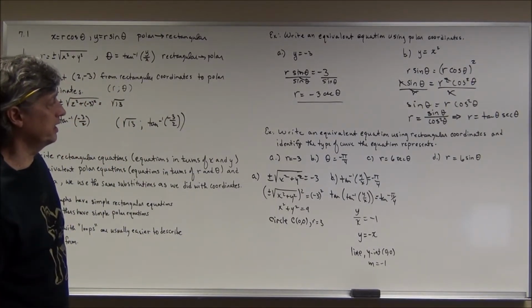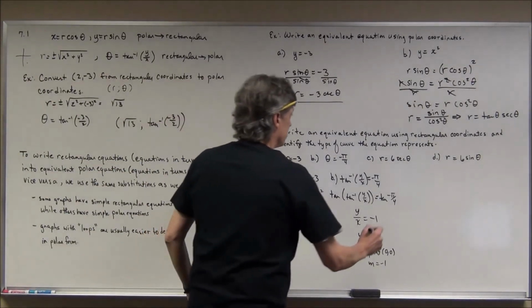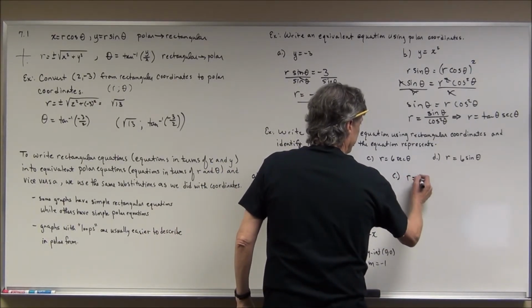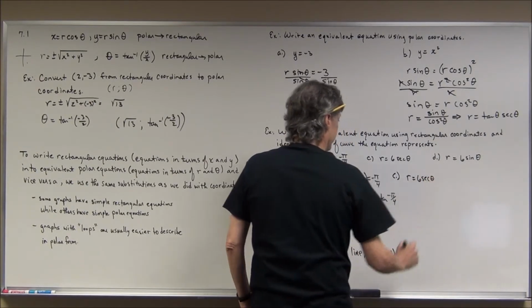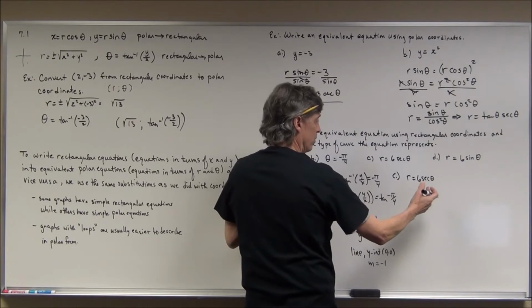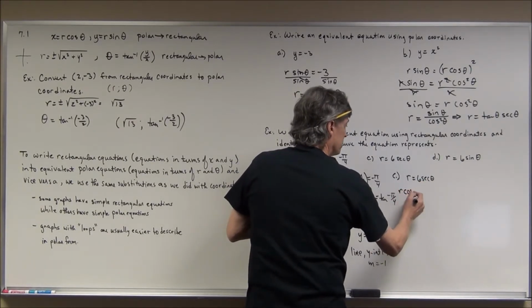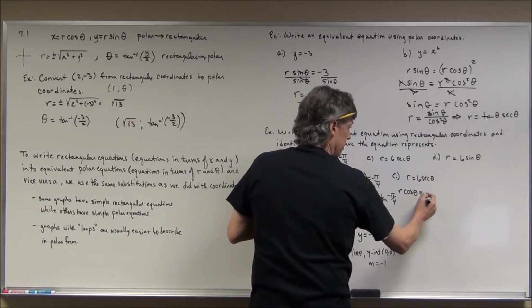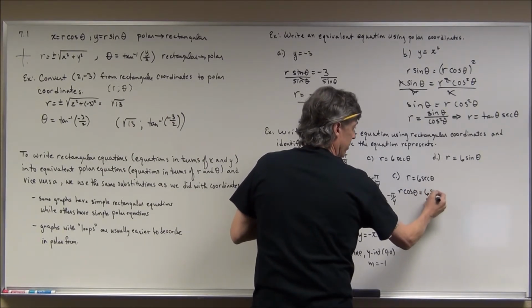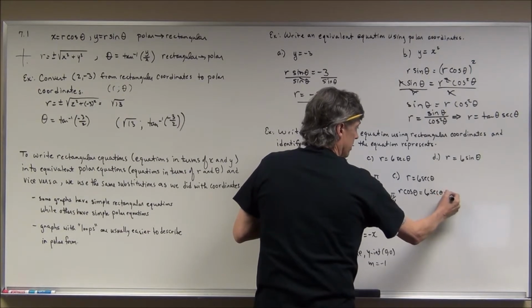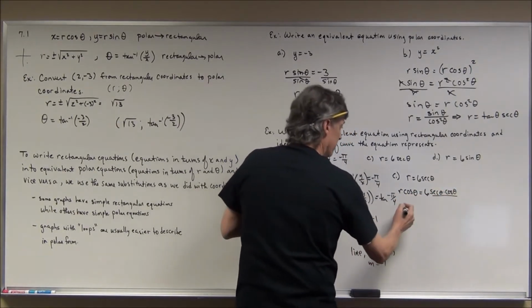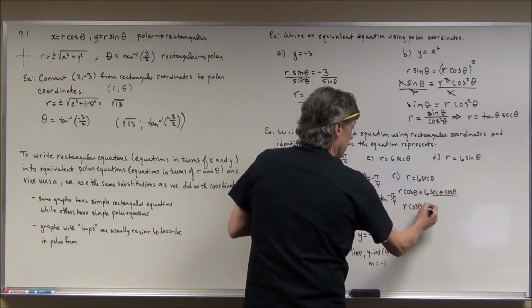R equals 6 secant of theta. So let me see what I can do with this one here. R equals 6 secant theta. I'm thinking, because secant is 1 over cosine, if I multiply both sides by cosine, R cosine theta equals, well, if I multiply this by cosine, let's see if I have enough space to write it all here. These are reciprocals, they're going to cancel out. I'm going to get R cosine theta is equal to 6.